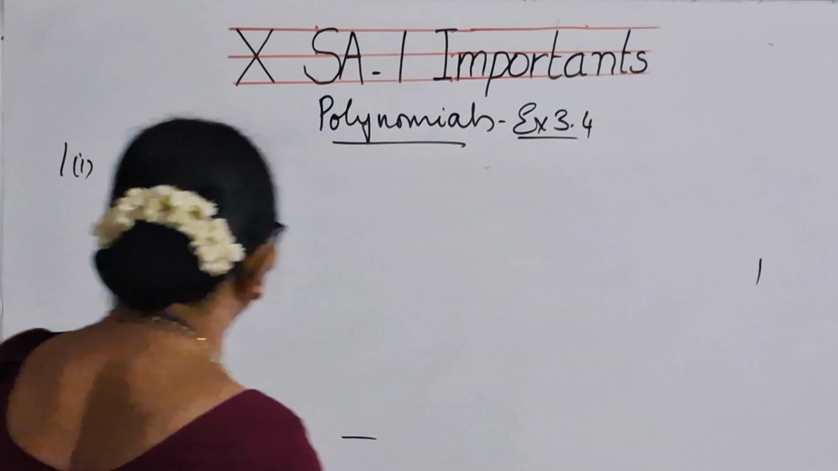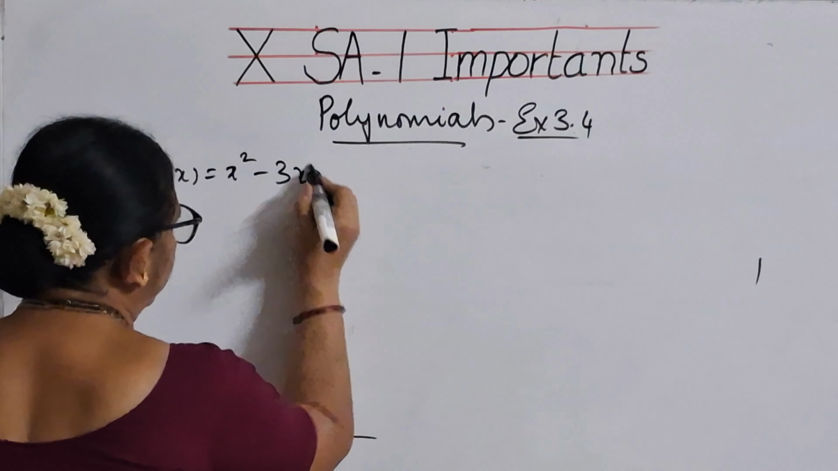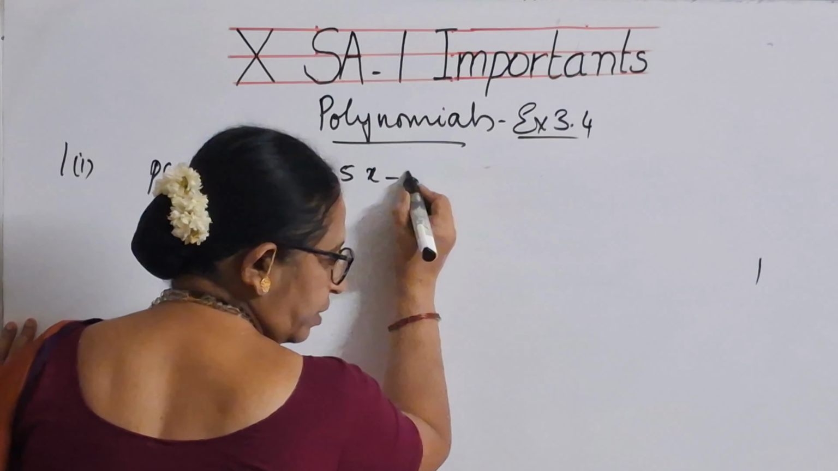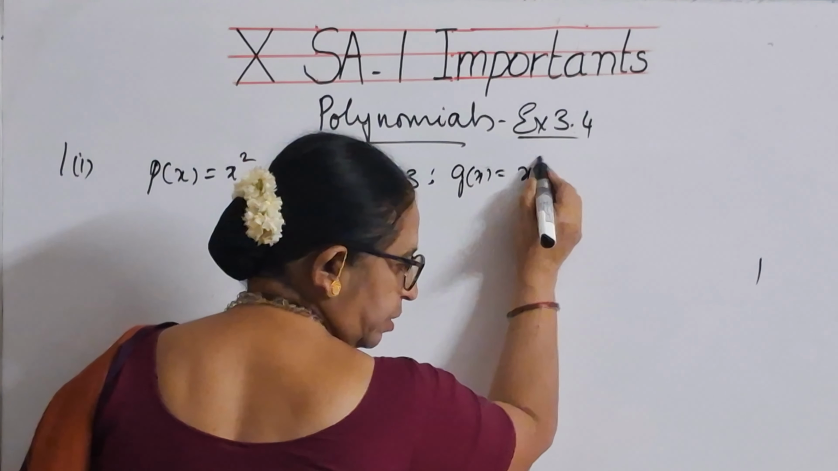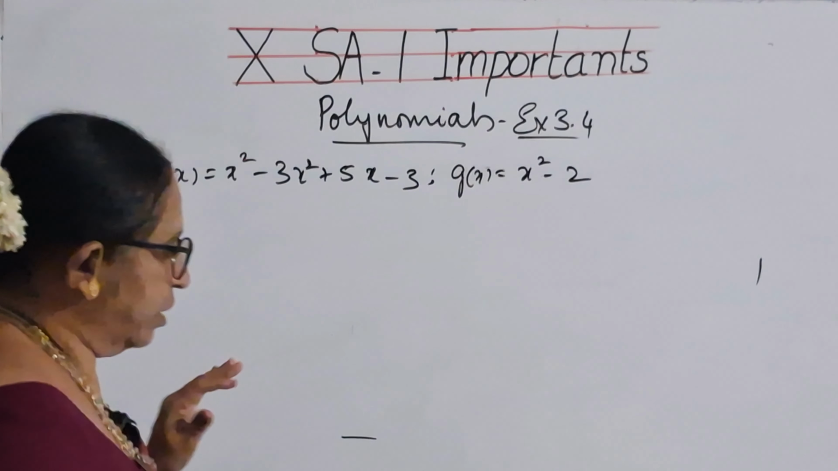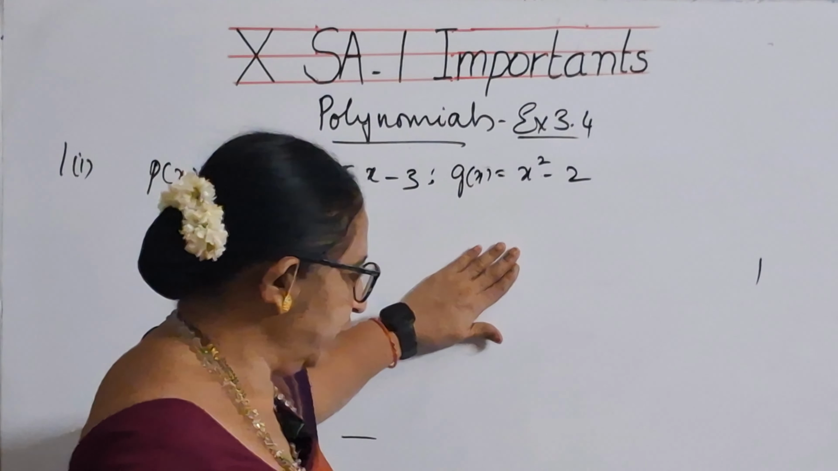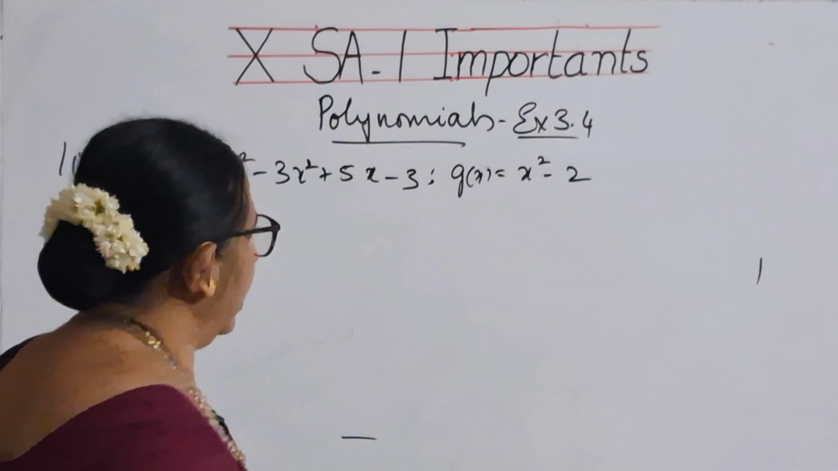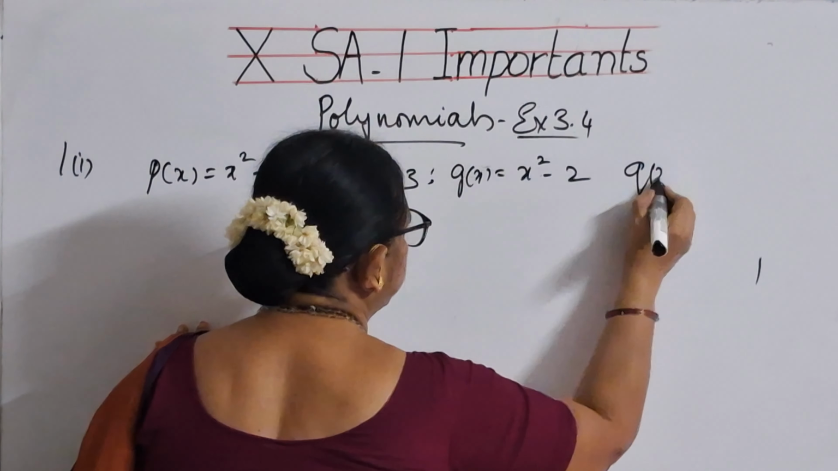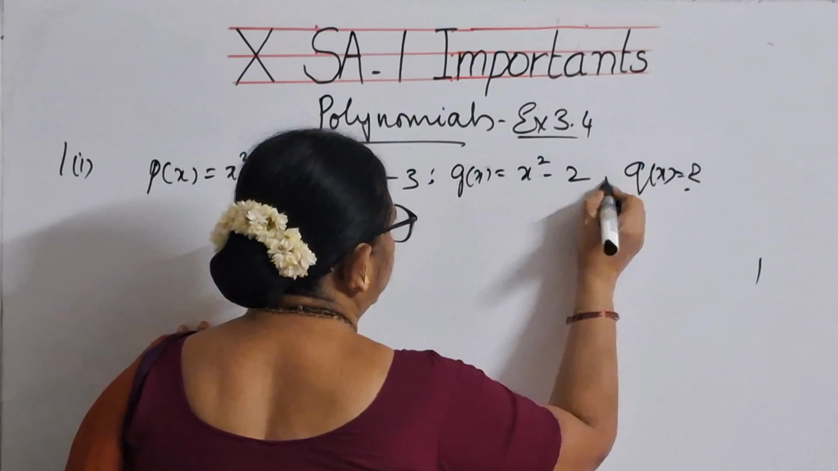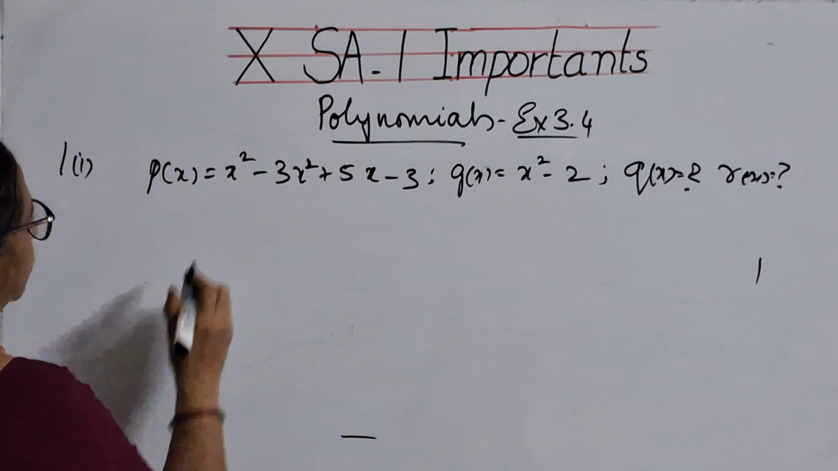So the first one is P of x. P of x is equal to x cube minus 3x square plus 5x minus 3, and g of x is equal to x square minus 2. The question is, you have to divide the polynomial P of x by g of x and find the quotient and remainder. What is the question here? You have to find what is quotient. Quotient means Q of x is how much and remainder R of x is how much. This is the question that you need to do, children.